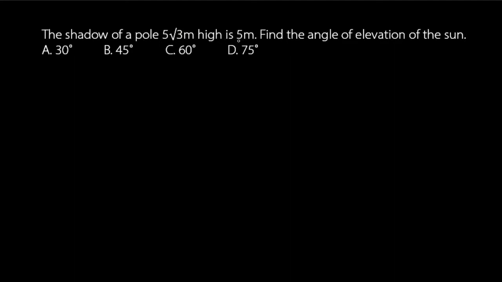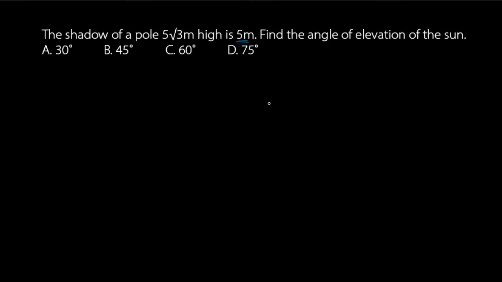So this is the length of the shadow of the pole. We've been told that the length of the shadow of the pole is 5 meters. Now how do we find the angle of elevation of the sun? So let's give a pictorial representation of the question. So let's assume the pole.